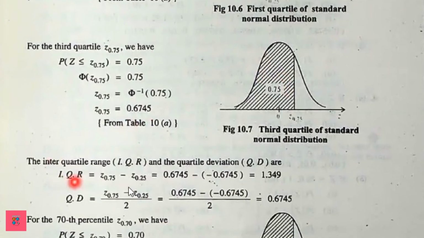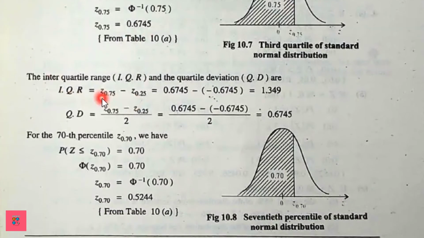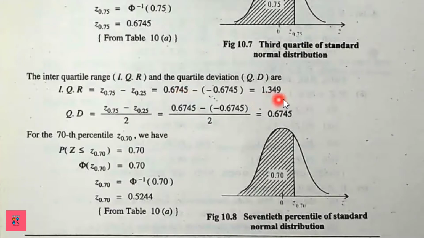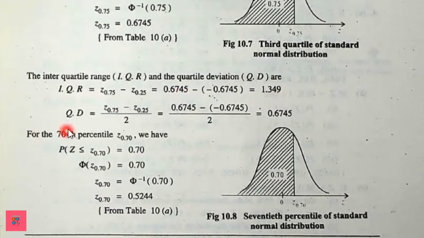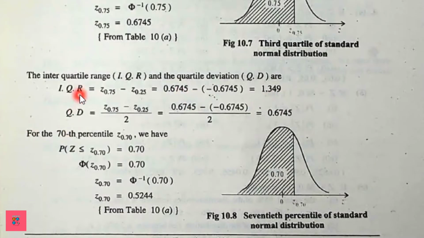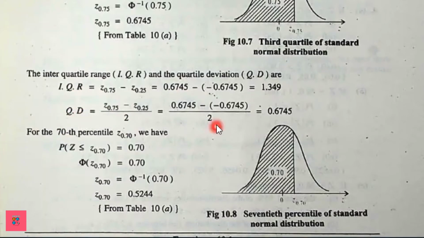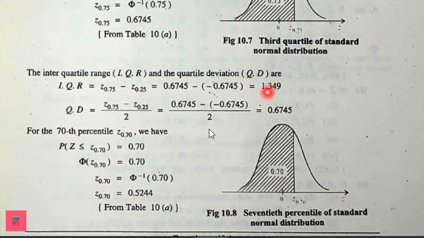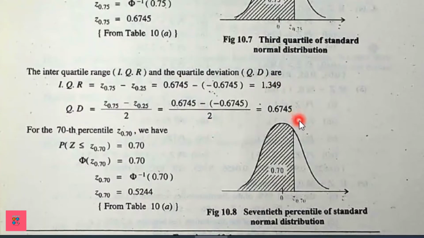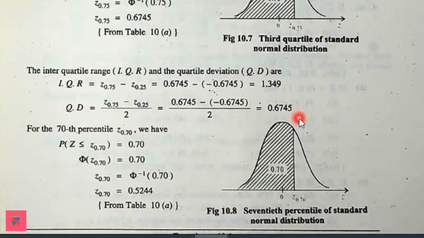Interquartile range is the difference between the third quartile and the first quartile, and it gives you 1.349. And whenever you divide the interquartile range by 2, it is called quartile deviation. So the difference is this one, and you will divide it by 2. The answer is 0.6745.